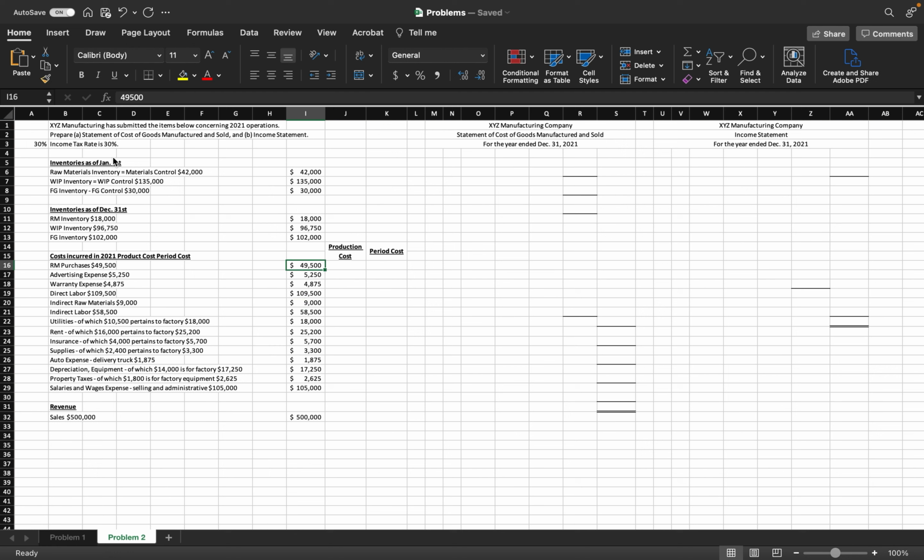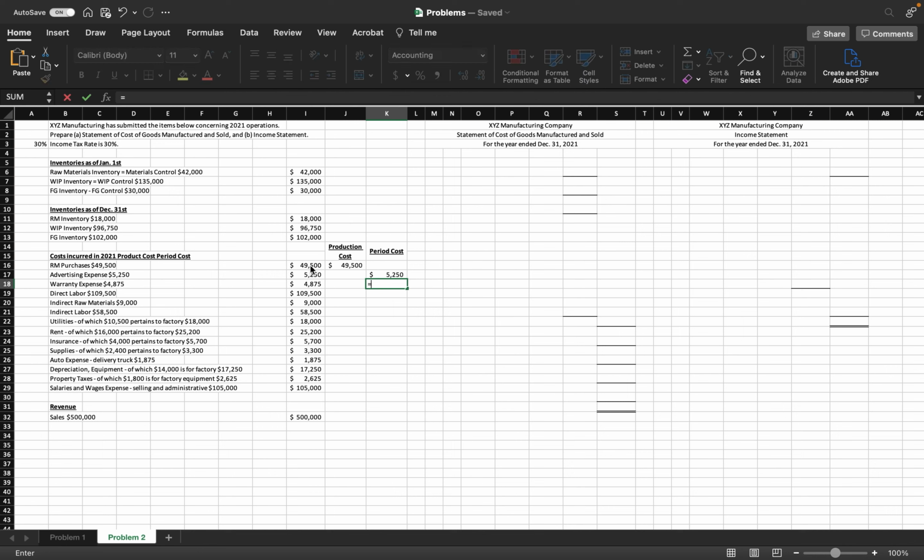So again, we're just going straight down and entering this data. Okay, and so now that we have the data so that we can actually reference it, we will go through and figure out, is this a period cost or a production cost, or are there some allocations that need to be made? So raw materials, that's an easy one. That's production cost. Advertising expenses are period cost, so we can just reference that cell. Do that here as well. And this way, if we ever want to change any of the data later, we can.